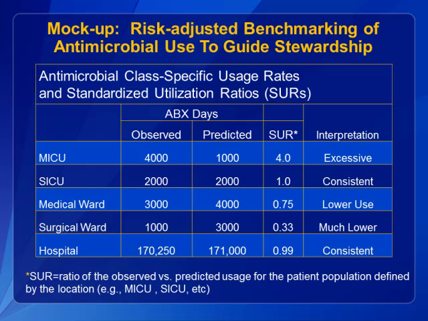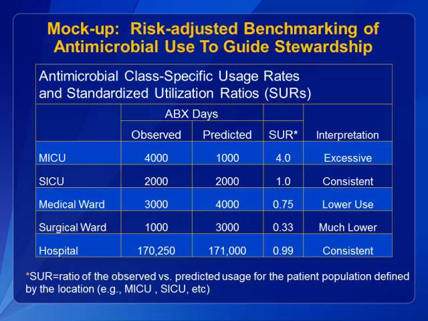The next column is the actual use as measured. The third column is the predicted use, what the use would be based on a much broader assessment of data. Given your patient population, what would we predict you to be using? And the fourth column then gives you an estimate of whether you're above or below the predicted.